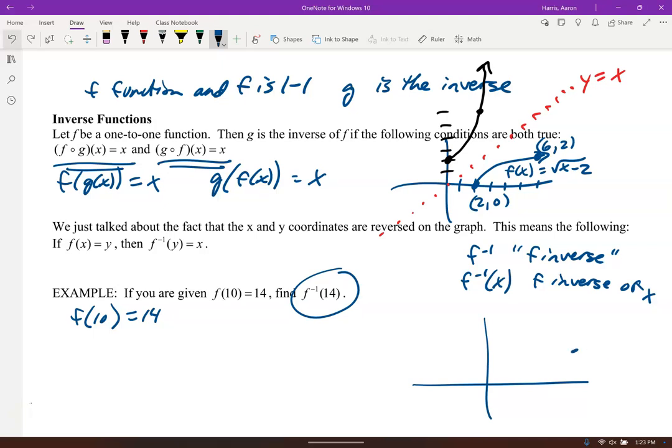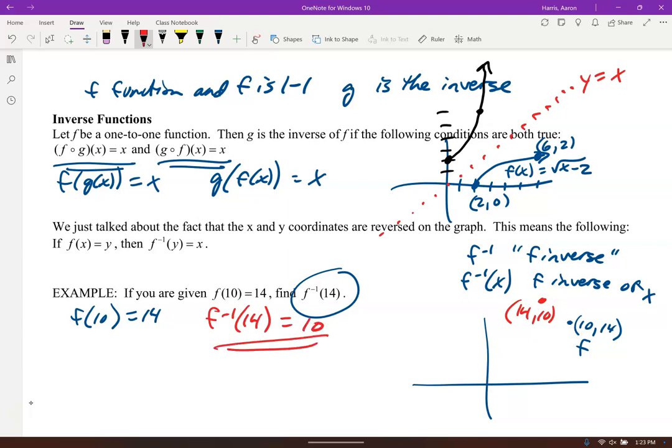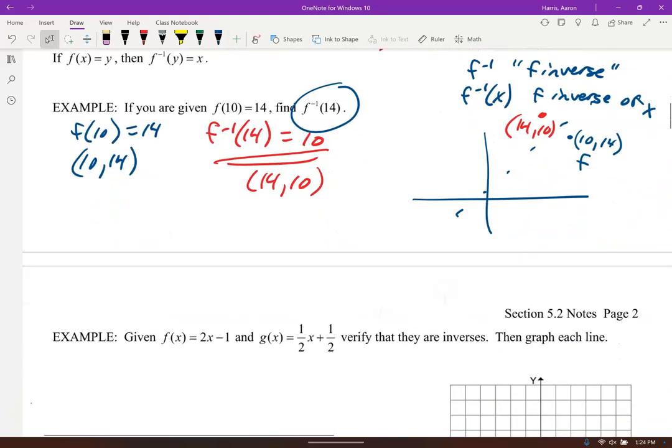You have the point 10, 14 right here. If that's on f, what would the point be on the inverse? 14, 10, exactly. So in other words, f inverse of 14 should spit out 10 because it has the point 14, 10. This one had the point 10, 14, right? Remember, they're reflective about the line y equals x, right? I don't know much about anything else on this, but I do know they flip-flop, right?